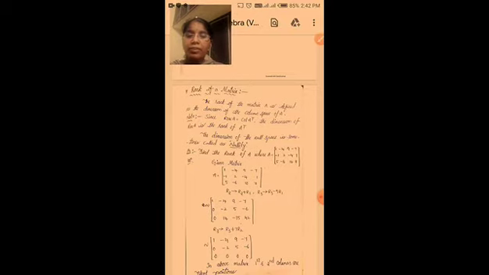We have to find the column space of A. That dimension is called the rank of a matrix. So the rank of the matrix A is defined as the dimension of the column space of A. This is the rank of a matrix.